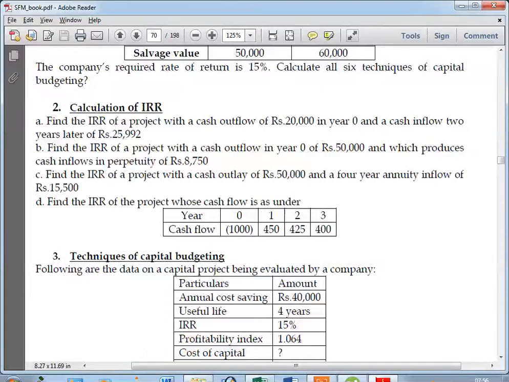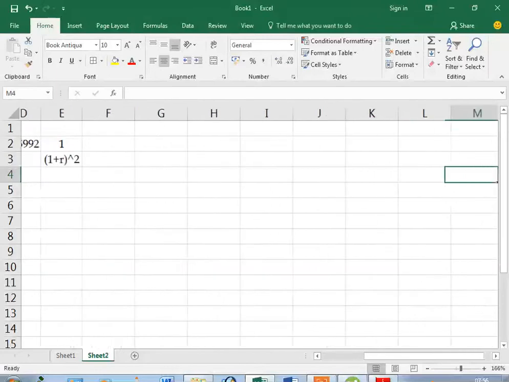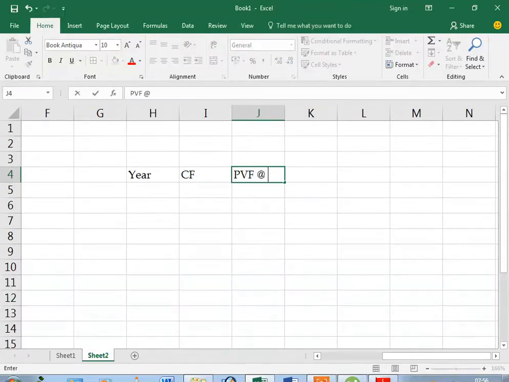So let's start NPV calculation at 8%. The role of that is to know which rate to start with. Year, cash flow, PVF at 8%, DCF.